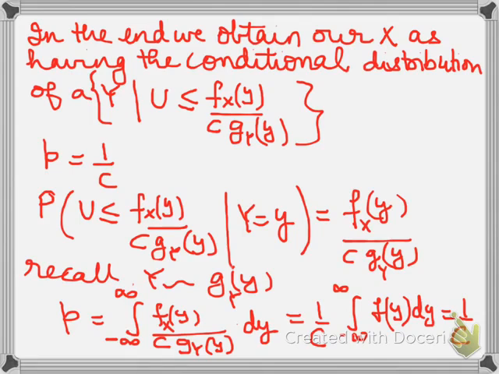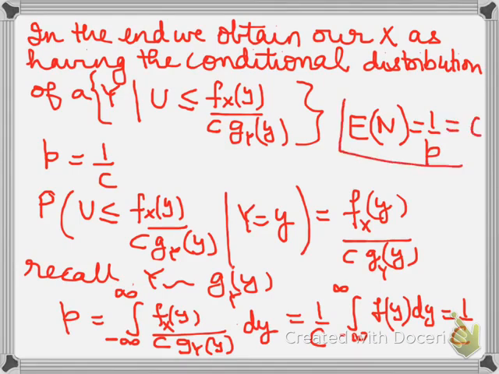So therefore the expected value of N, which is 1 over p, and p is 1 over c, is equal to c. Oops, sorry, I forgot the g_Y here. This times g_Y dy.